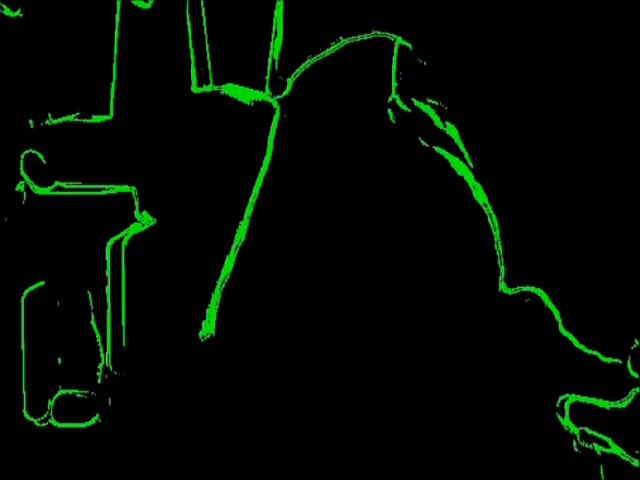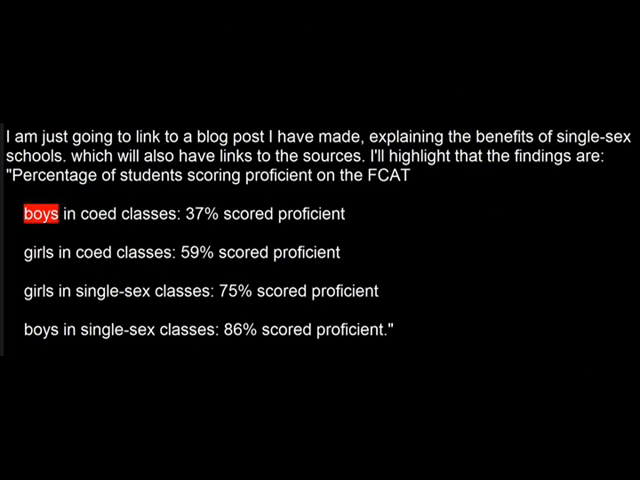When I recently stated in one of my videos that gender segregated schools and co-ed schools have pros and cons, but no massive superiority is shown in either one, someone responded with a video offering the following statistics as evidence for segregated schools being better. The data shows the FCAT score performances in which boys and girls in co-ed classes scored proficiently at rates of 37 and 59% respectively. In single gender classes, 75% of girls scored proficient, while 86% of boys did.